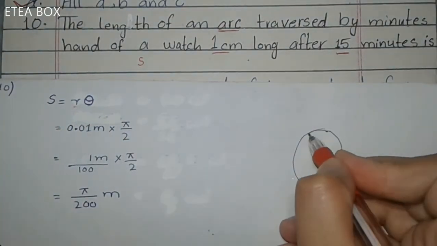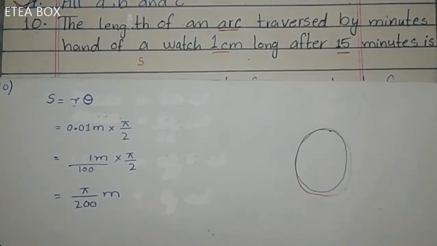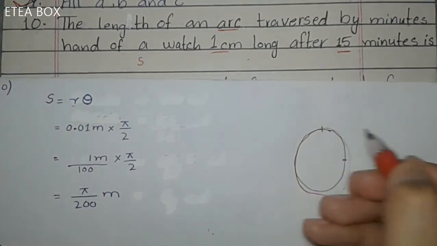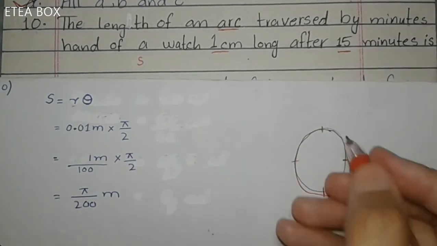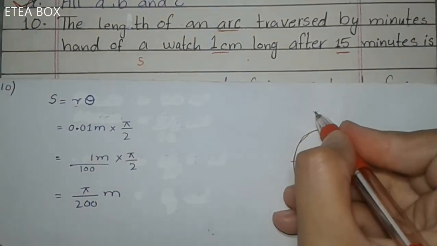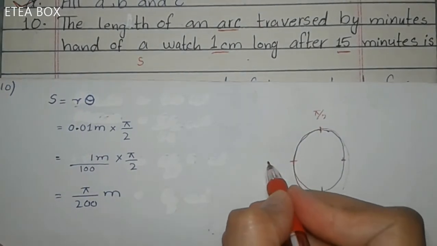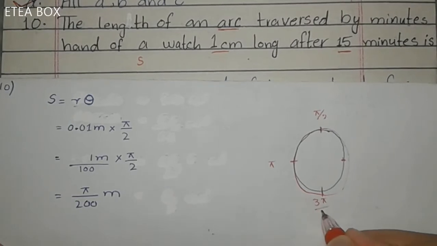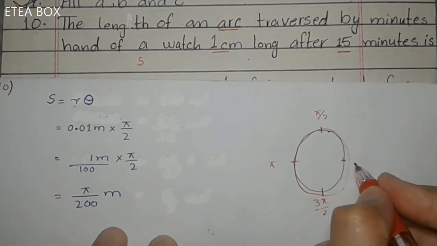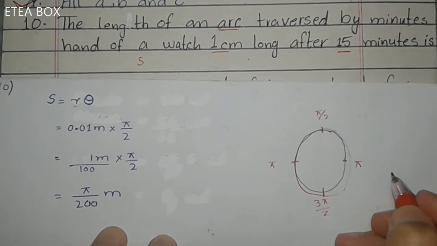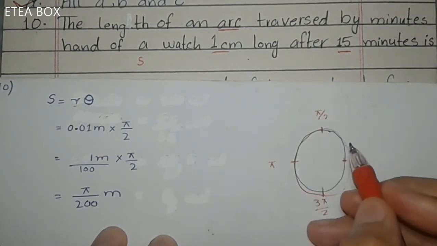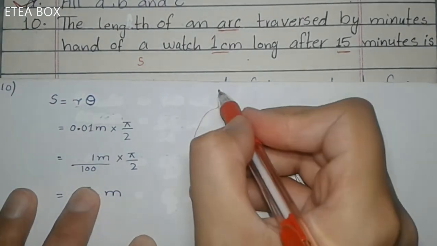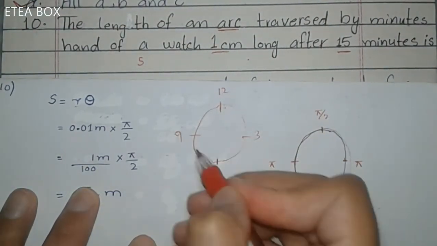Look here, it's a circle, okay? A circle is like this, and we know that from here it's 0 degree. In a circle, 90 degree means pi by 2, 180 degree means pi, and 270 degree means 3 pi by 2, and this one is 360 degree, which means 2 pi. Now if I consider this circle as a clock, and here are 12, 3, 9 and 6.